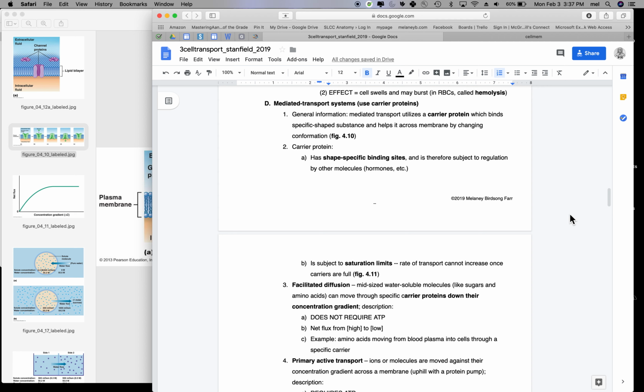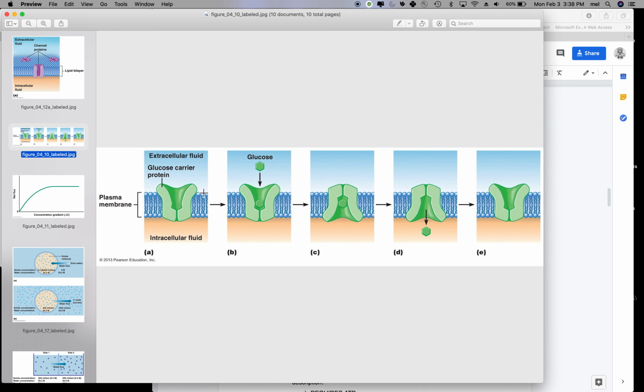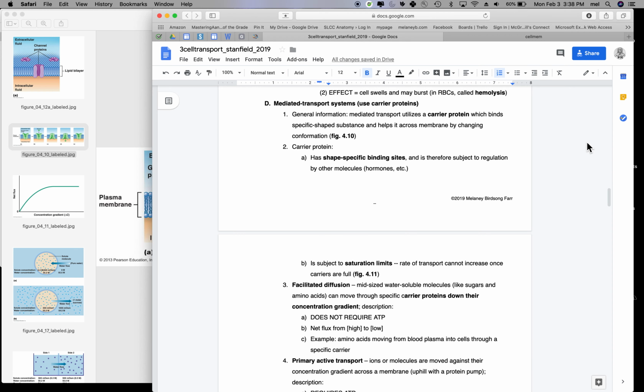So a mediated transport system is going to utilize a carrier protein. It's going to bind to a specific substance and help it across the membrane by changing shape. Since it's a shape-specific binding site, don't be surprised that you can turn these on and off, just like you can with an enzyme. Remember, you could bind a modulator right here, and it would temporarily change the shape. You can do the same thing with these. For instance, maybe this glucose carrier does not fit glucose unless insulin binds right there. So it's subject to regulation.